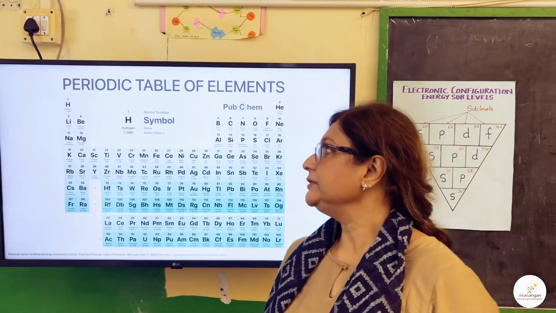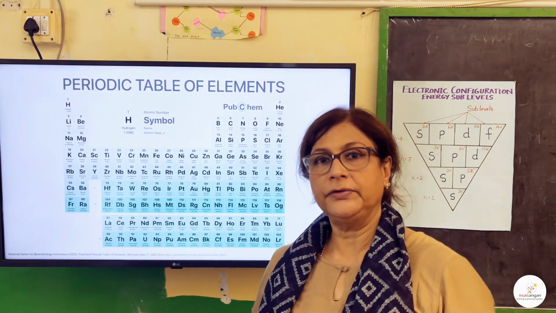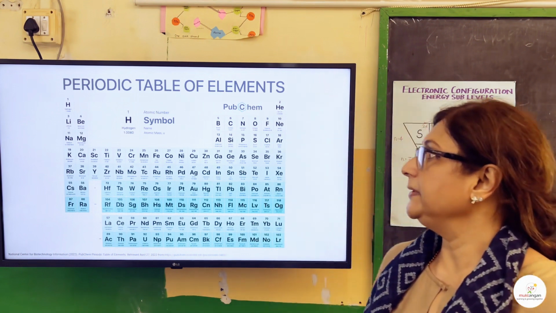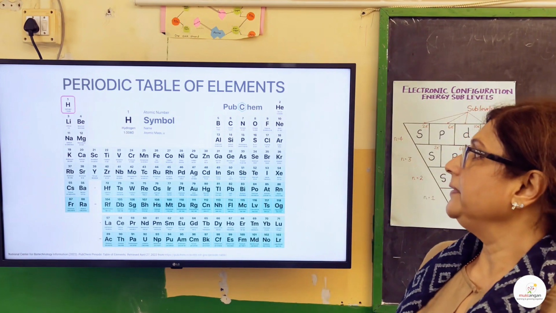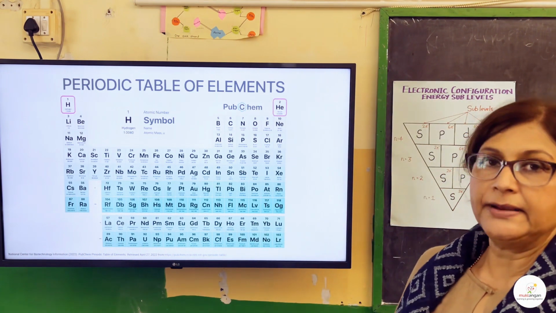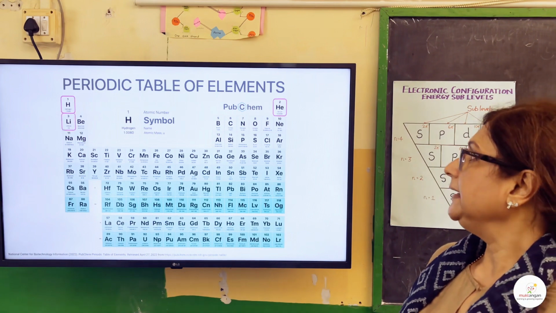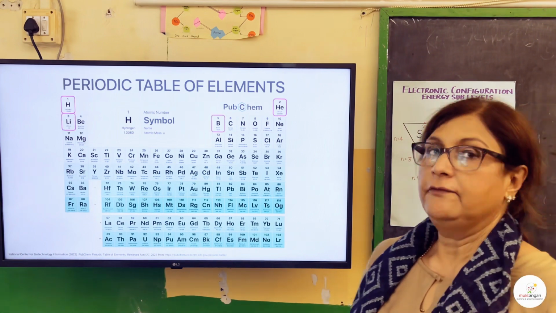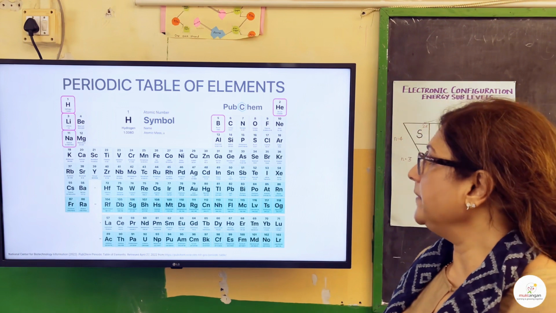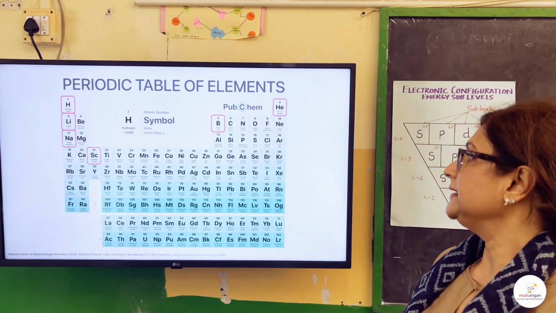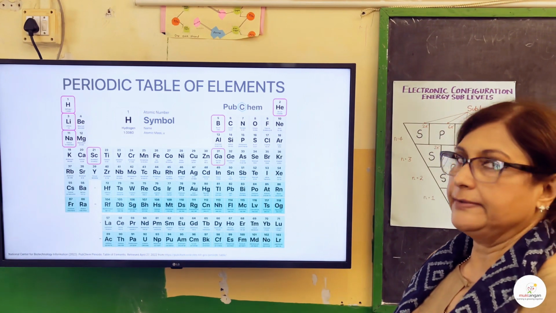Okay, now let's do electron configuration of a few elements. As an example, from period 1, we will be doing hydrogen and helium. From period 2, lithium and boron. From period 3, sodium. From period 4, scandium and gallium.